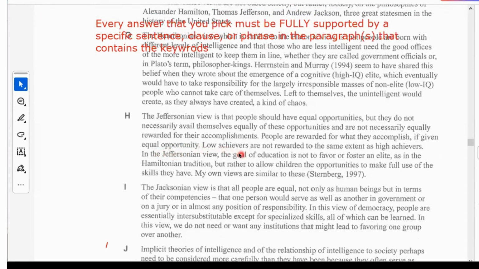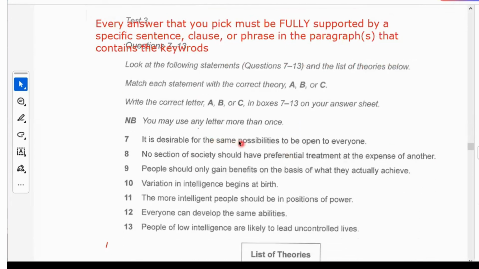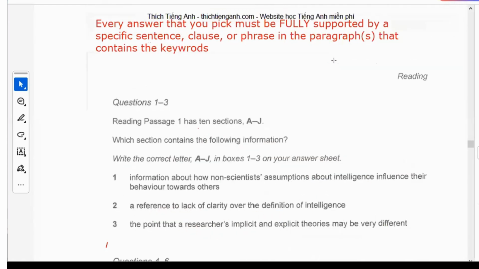In the Jeffersonian view, the goal of education is not to favor or foster an elite, as in the Hamiltonian tradition, but rather to allow children the opportunities to make full use of the skills they have. So that's still number 7 that is pointing at. I've not done number 8 and number 12. Number 8: no section of the society should have preferential treatment. Number 12: everyone can develop the same abilities.